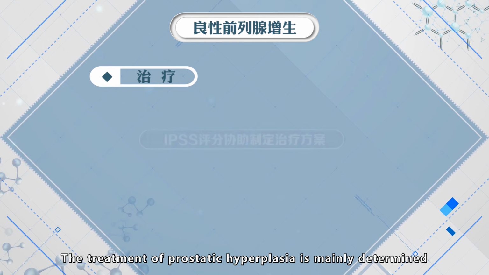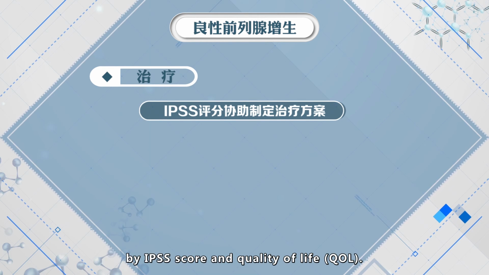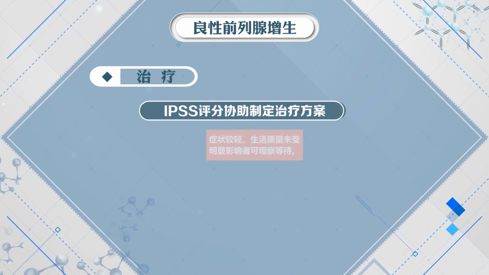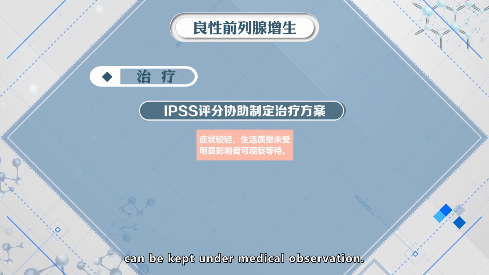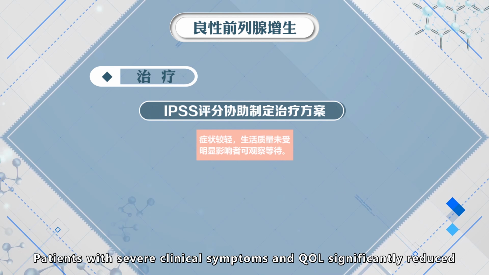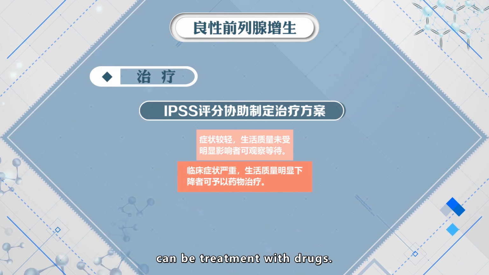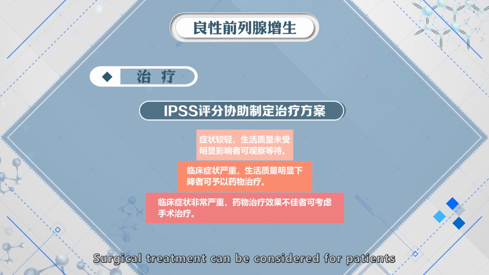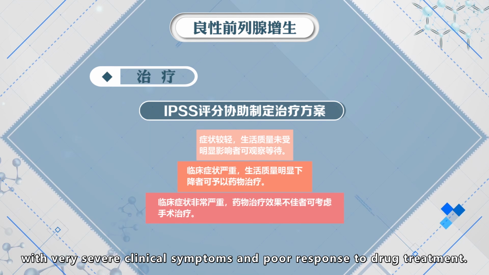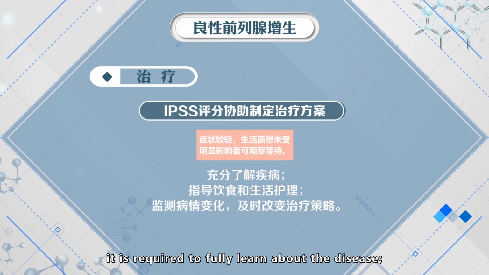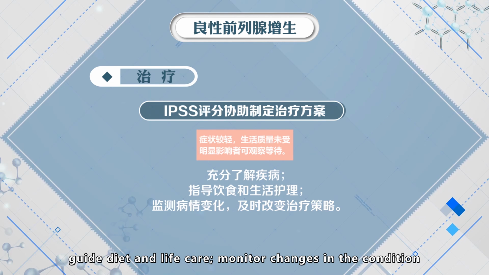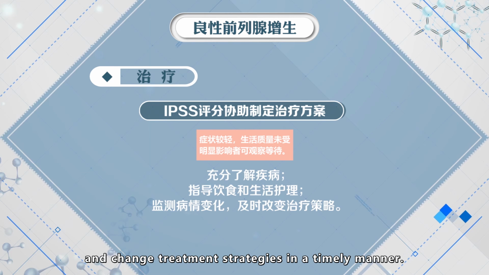The treatment of prostatic hyperplasia is mainly determined by IPSS score and quality of life. Patients with mild clinical symptoms and QOL not significantly affected can be kept under medical observation. Patients with severe clinical symptoms and QOL significantly reduced can be treated with drugs. Surgical treatments can be considered for patients with very severe clinical symptoms and poor response to drug treatment. For the patients under medical observation, it is required to fully learn about the disease, get diet and life care, monitor changes in condition, and change treatment strategies in a timely manner.